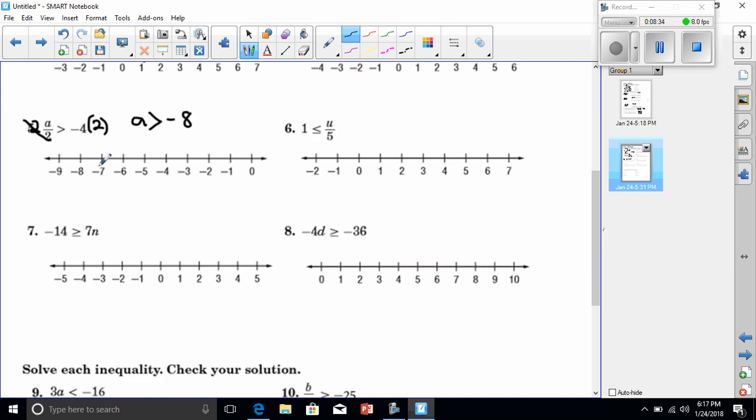So now I'll go to negative 8. I'm going to put a circle here and not shade it in because it does not equal negative 8. And since a is actually greater than negative 8, I can put my arrow this direction.